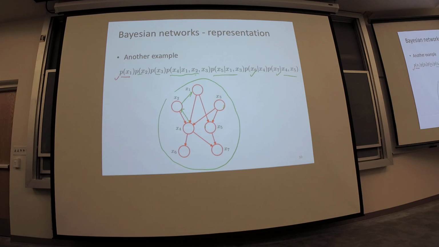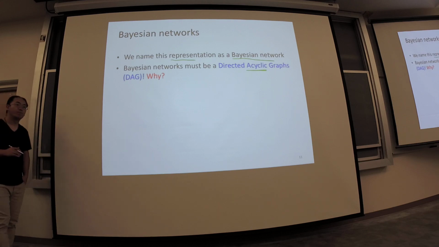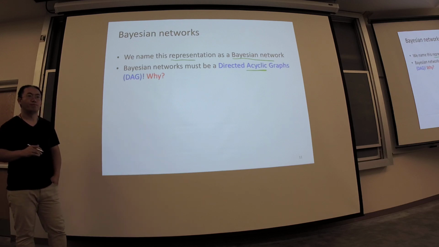And why? Why can't we have a cyclic graph for a Bayesian network? It just generates a probability of one, because each variable is conditioned on the other, and the other on the other. I think you catch the meaning.